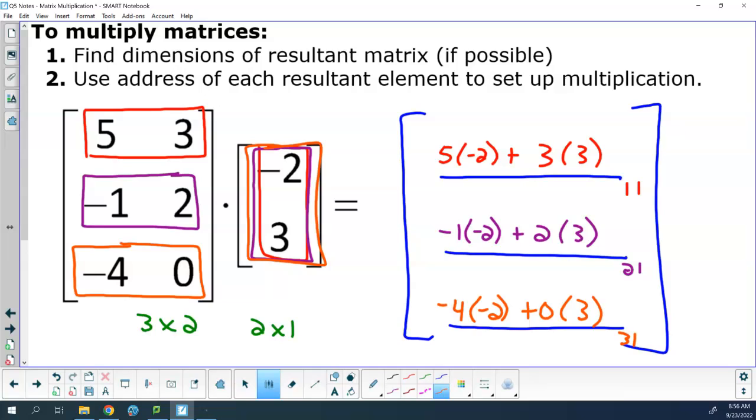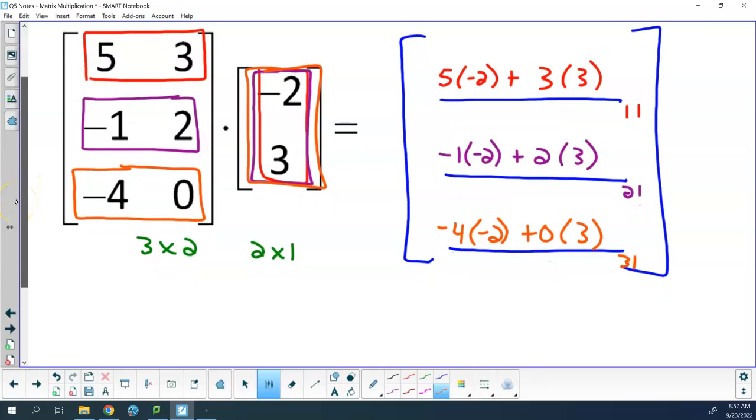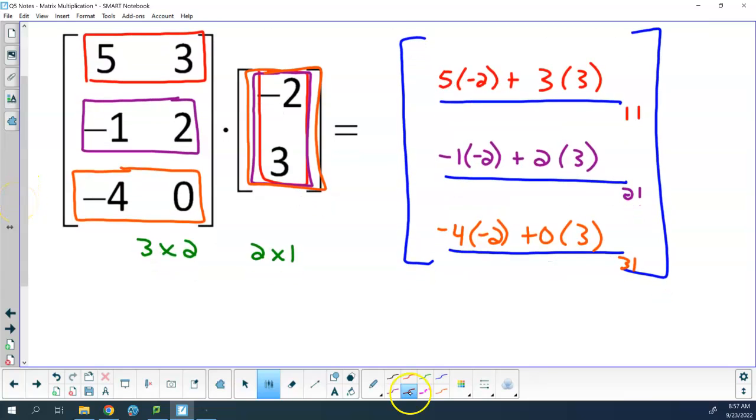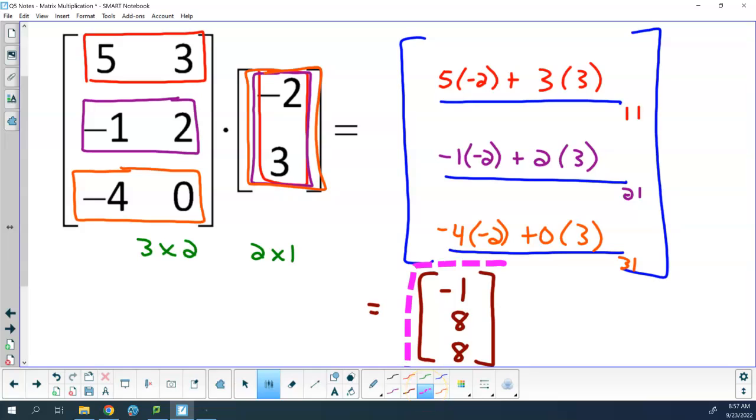So I've written out my math, and now I can do it. 5 times negative 2 is negative 10. 3 times 3 is 9. Negative 10 plus 9 is negative 1. Negative 1 times negative 2 is 2. 2 times 3 is 6. 2 plus 6 is 8. Negative 4 times negative 2 is 8. 0 times 3 is 0. 8 plus 0 is 8. So my resulting matrix, my answer, is the 3 by 1 matrix: negative 1, 8, 8.